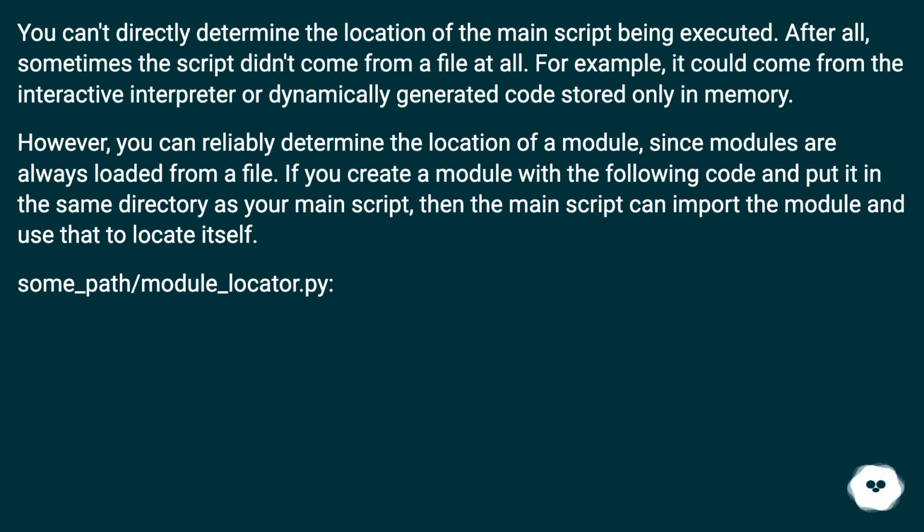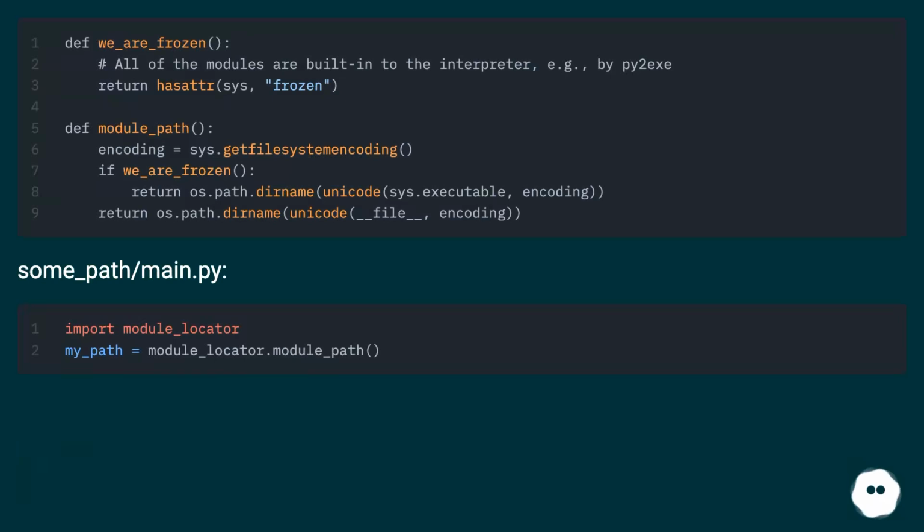If you create a module with the following code and put it in the same directory as your main script, then the main script can import the module and use that to locate itself. some_path/module_locator.py. some_path/main.py.